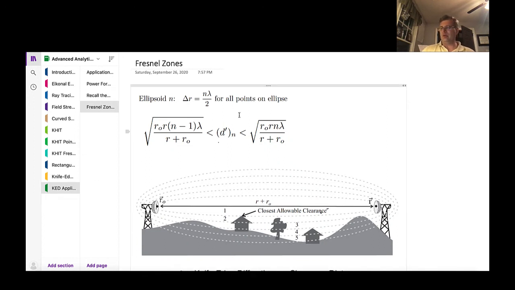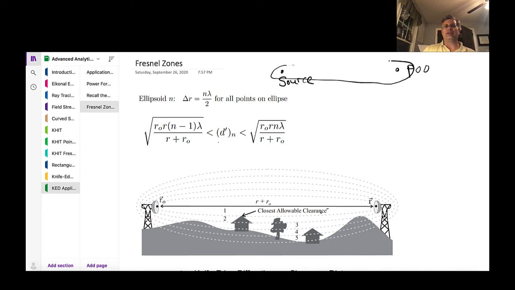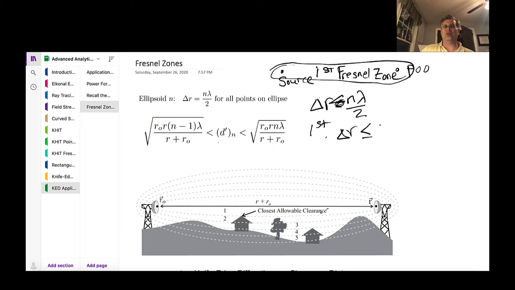So, what we're gonna do is divide our problem up. We're gonna have a source, we're gonna have a point of observation, and we're going to define ellipses around these points, such that delta r is equal to n lambda over 2. So the first ellipse, we're going to call that the first Fresnel zone. And that's going to basically satisfy this equation right here. Delta R, for the first Fresnel zone, is going to be less than or equal to lambda over 2.